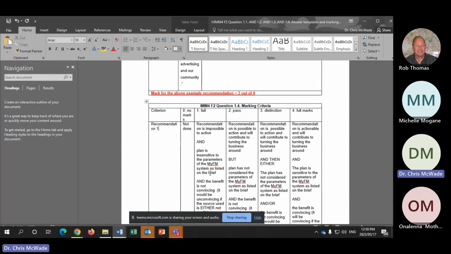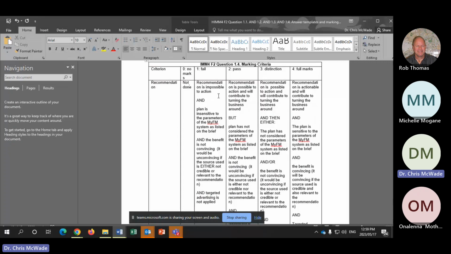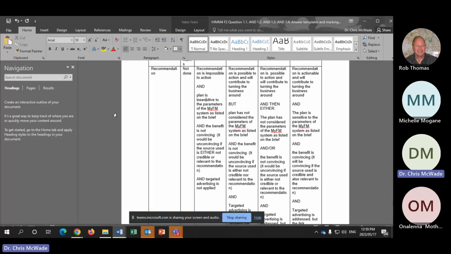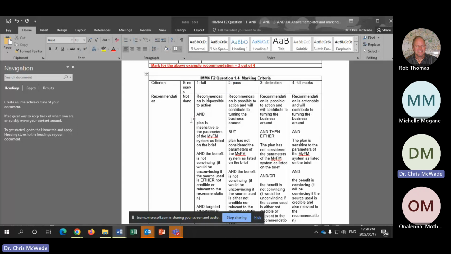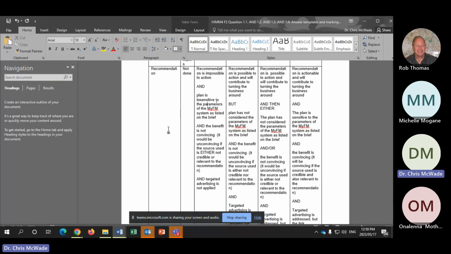So recommendation 1, take that out. Basically, it's one recommendation you have to do. 0, not done. 1 for this whole table, 1 out of 4. The recommendation is impossible. It's insensitive to the parameters of the MyFM system, and it's not convincing. So this is column 1 that you fill in. Is it possible to do? Then columns 1 and 2, is it within the parameters?